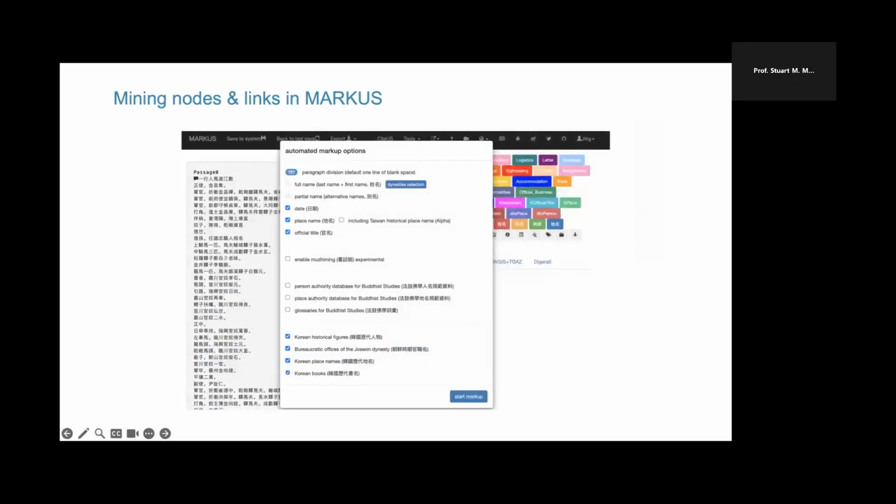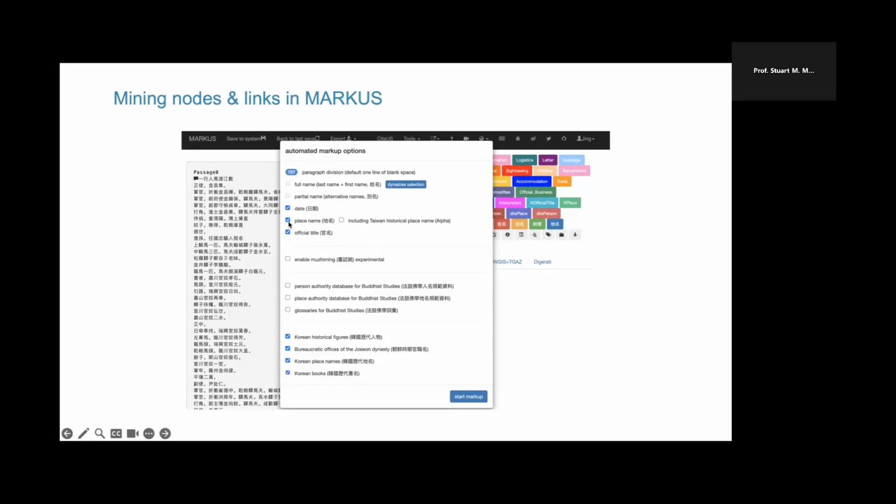First of all, I use Markus to automatically mark up some named entities for me. So here I choose the function of automated markup module and let the system mark Korean historical names and bureaucratical names, and also Korean place names and Korean book titles for me.